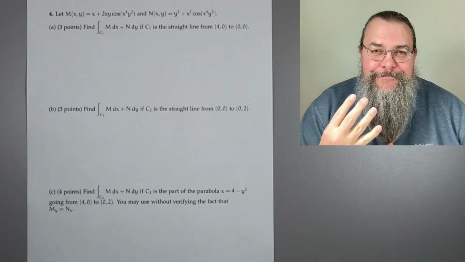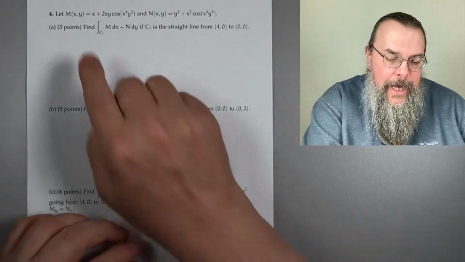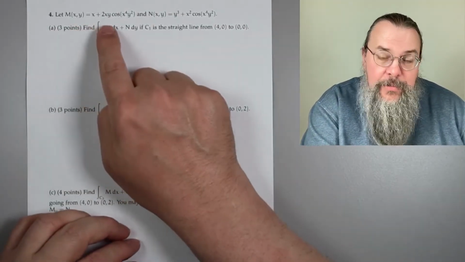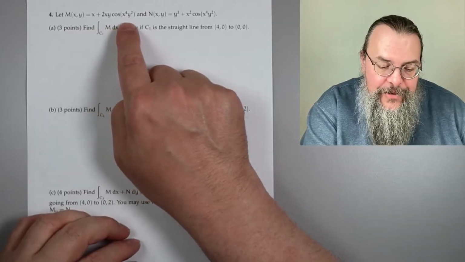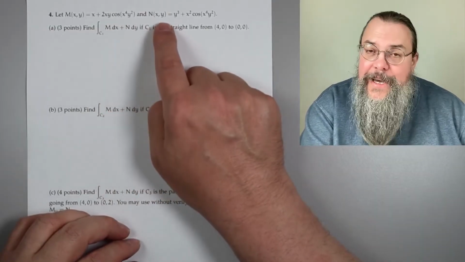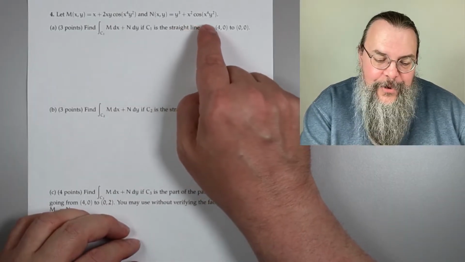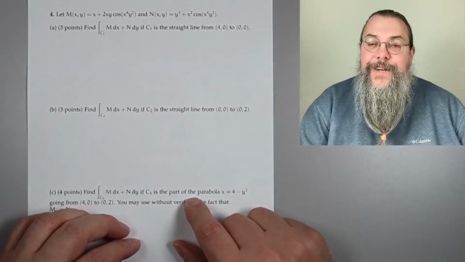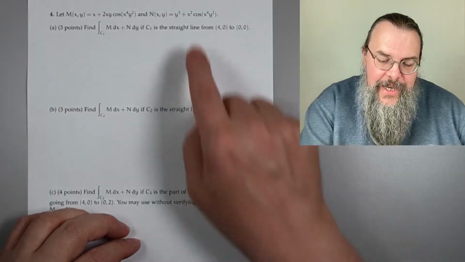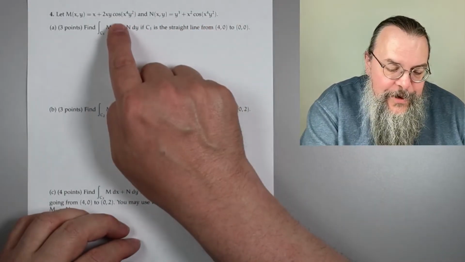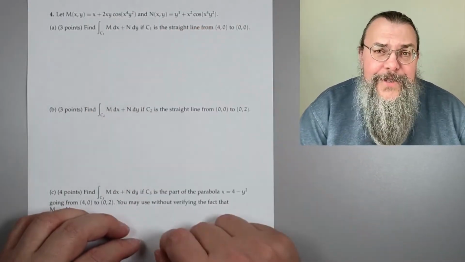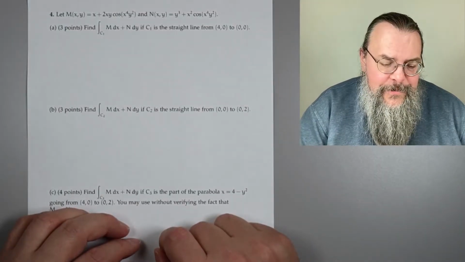Number 4. We have M of x, y is x plus 2xy cosine x to the fourth y squared, and N of x, y is y cubed plus x squared cosine x to the fourth y squared. Wow, crazy functions. And these do not look like very pleasant functions. They're not the kind of functions you want to take home to meet your family.